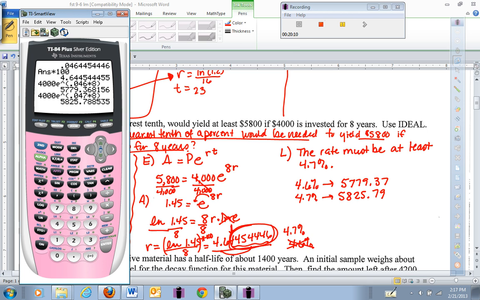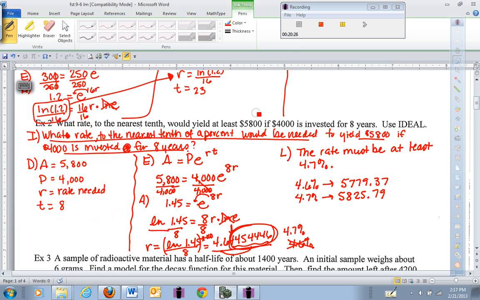So you're really going to have to think this through, because this is where that thinking component comes in. If I just simply do rounding and not in the context of the problem, then I would round to 4.6%. But because of the context of the problem saying I need to have this much money when I'm done, I'm going to have to try out my answer and see what I get.